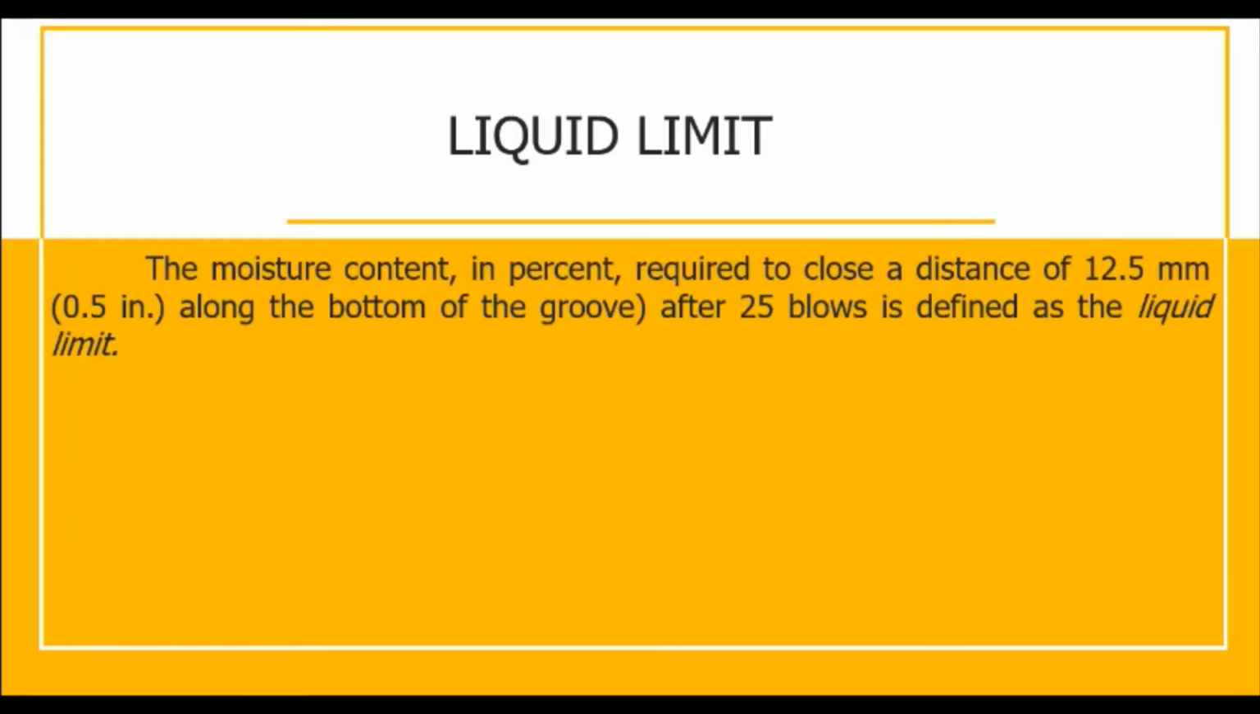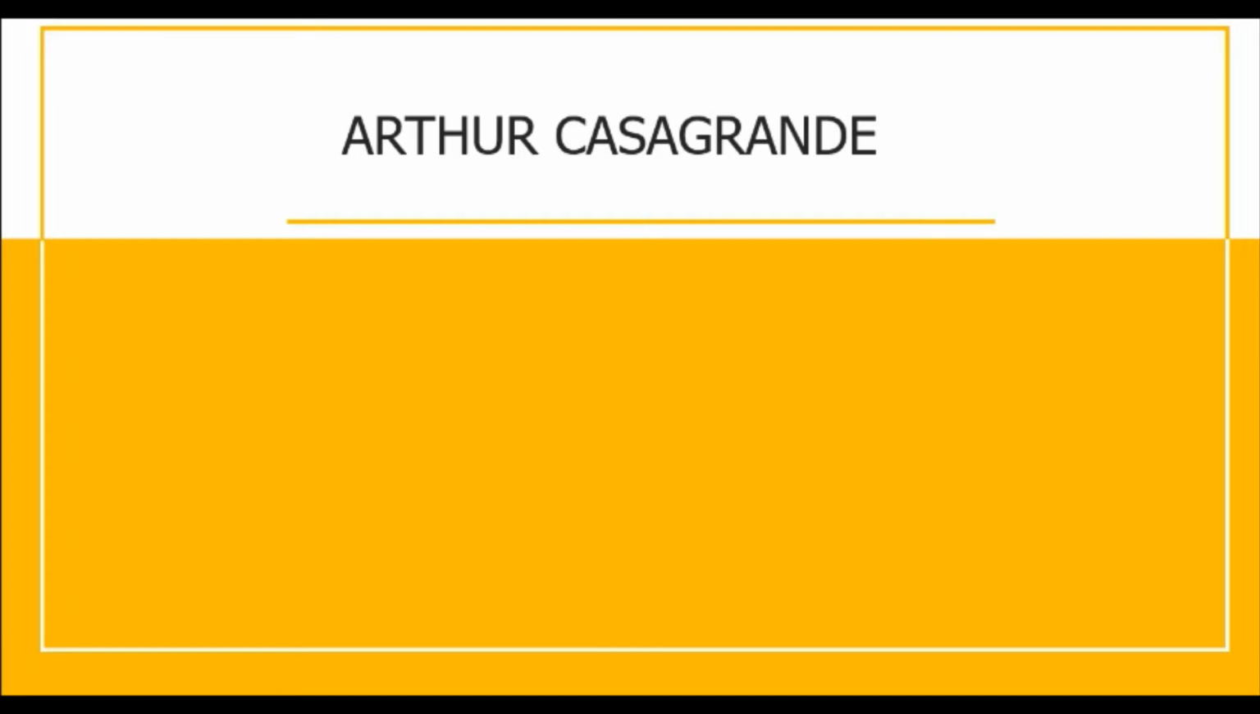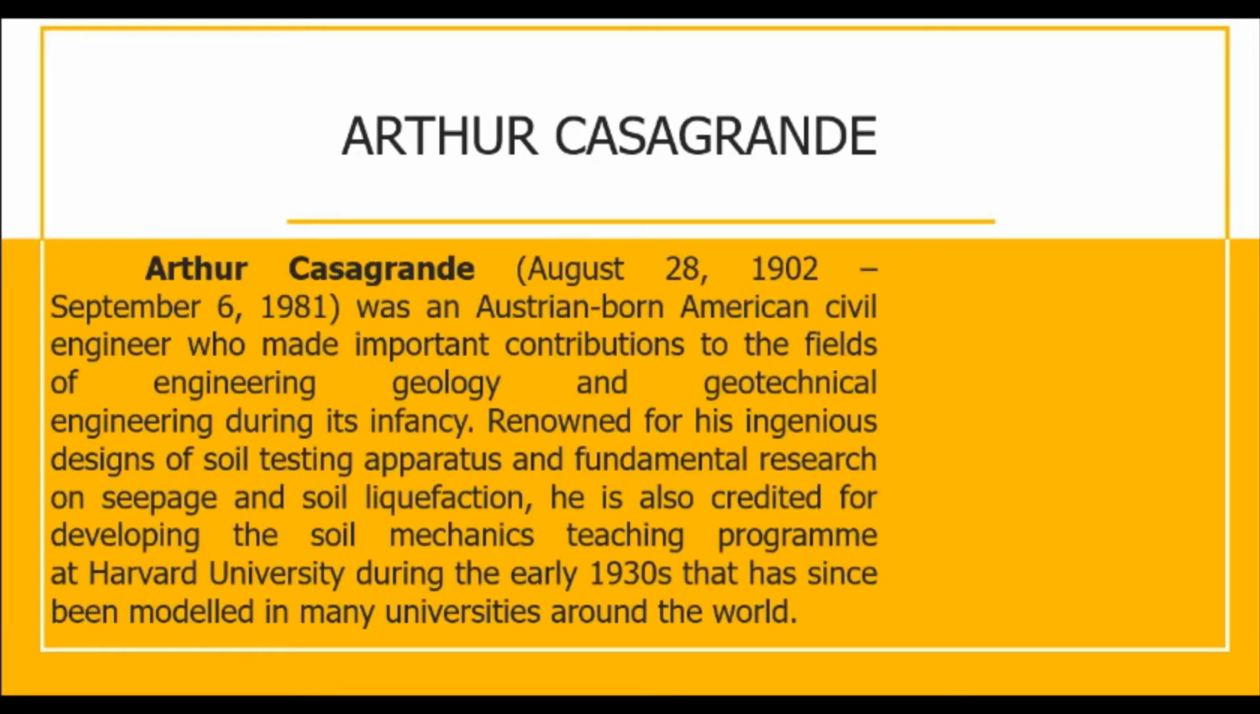The first moisture content that we're going to discuss is what we call the liquid limit. So liquid limit is the moisture content in percent required to close a distance of 12.5 mm or 0.5 inches along the bottom of the groove after 25 blows. And the first person who studied the liquid limit is Arthur Casagrande.